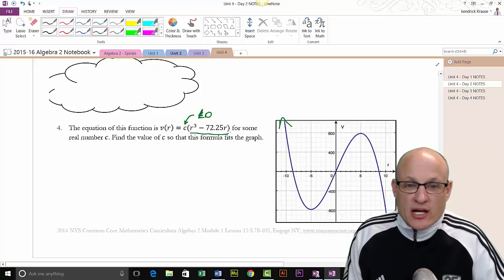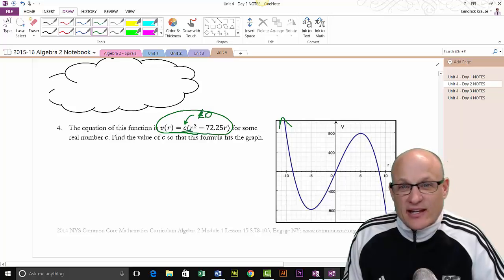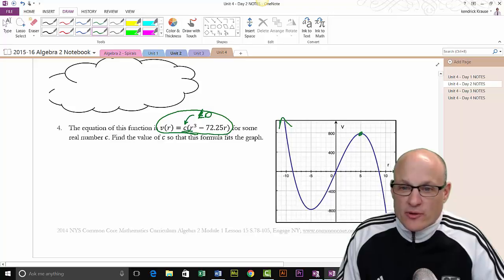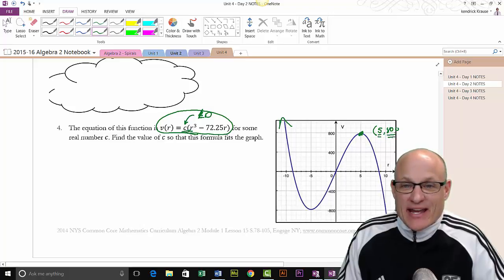So here's the function I was told models this. The only thing I don't know is this constant, and I want to show you a way to find that. Let's take a look at this point. It's a relative max, not an absolute max, and its coordinates are (5, 800). So at 5, my value is 800.